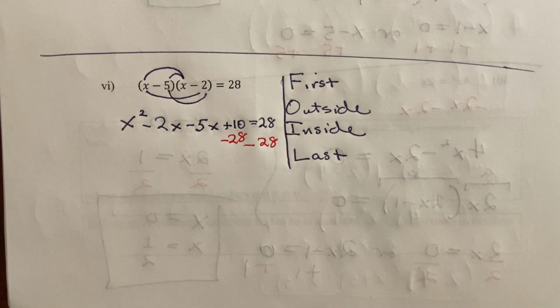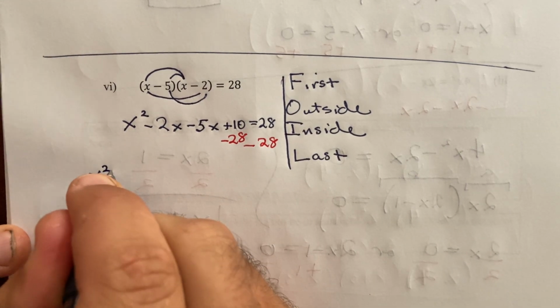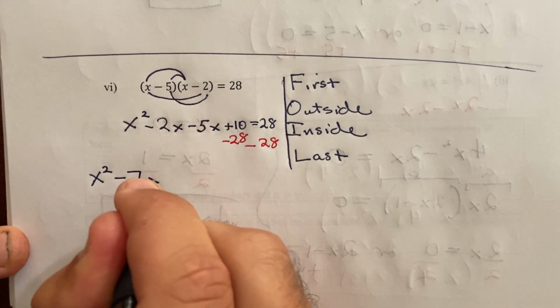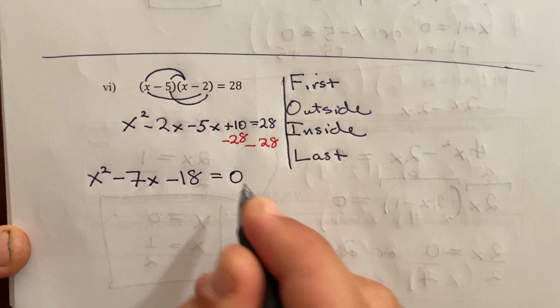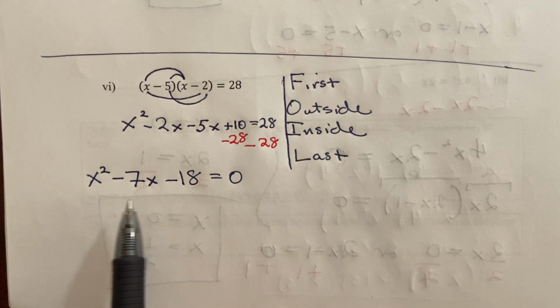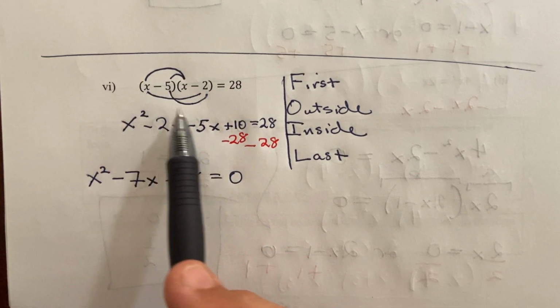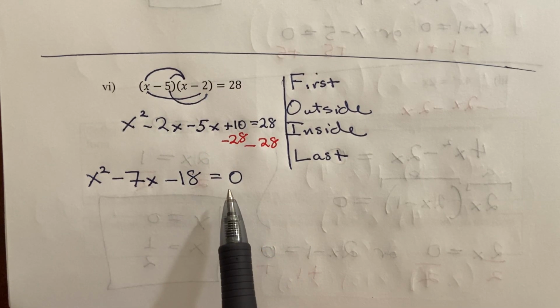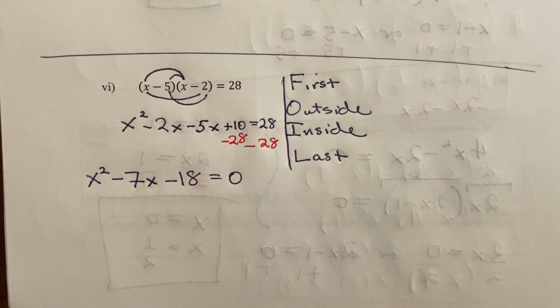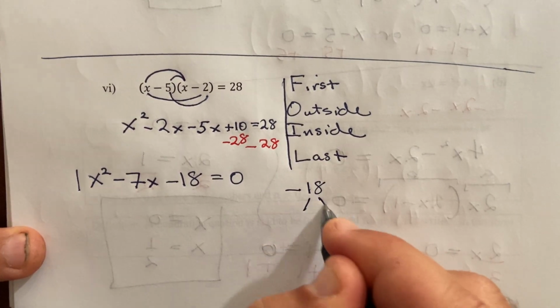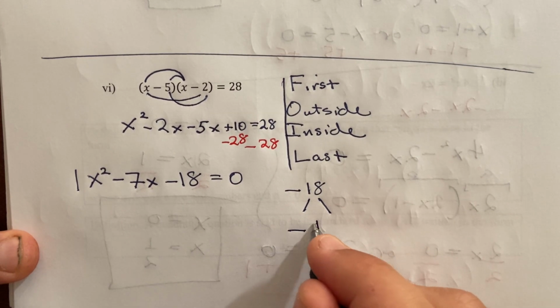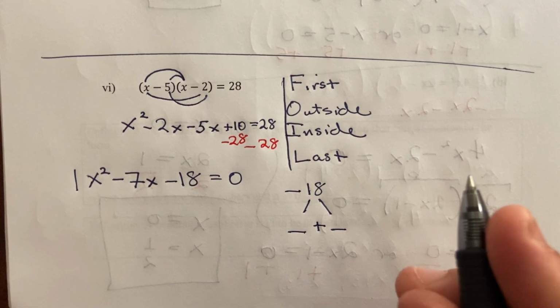And I'll combine that with the 10. So we'll have x squared minus 7x minus 18 equals 0. So this equation is actually equivalent to this one, except it has a 0 on the right, which we want because we're going to want to apply the zero product property in a second. So a times c would be negative 18. Factor negative 18, looking for factors that add up to negative 7.